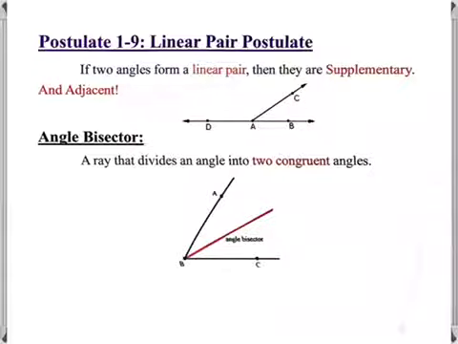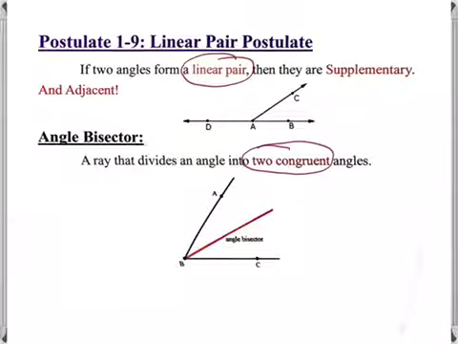They're two angles that are adjacent to one another, and they make a straight angle. So they're supplementary and adjacent. We're just giving a proper name to it, and that name is linear pair. So anytime you see linear pair, know that the two angles add up to 180 and that they are also adjacent to one another. An angle bisector is a ray that divides an angle into two congruent angles.